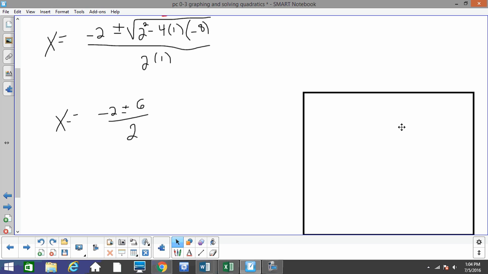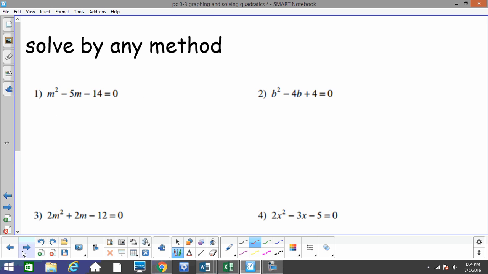Square root of 36 is 6. Then you're going to have to go ahead and simplify. Negative 2 plus 6 divided by 2. Negative 2 minus 6 divided by 2. And those are your two solutions.